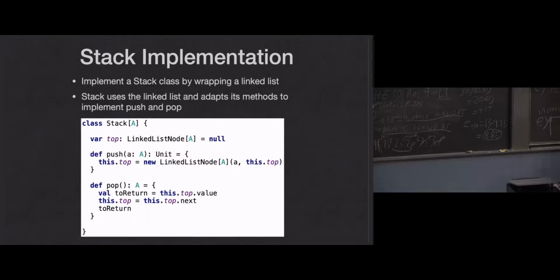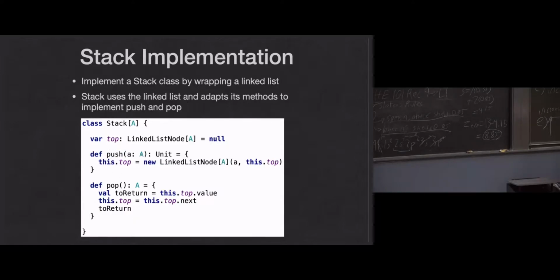And here's how that looks in code. So we're going to create a stack class. It's going to take this type parameter A and forward that type parameter to our linked list, our underlying list. It's going to store a linked list, a reference to the top of the stack, as a state variable. So it's a wrapper class around a linked list that just hides a lot of the functionality. It will only expose two methods, push and pop.